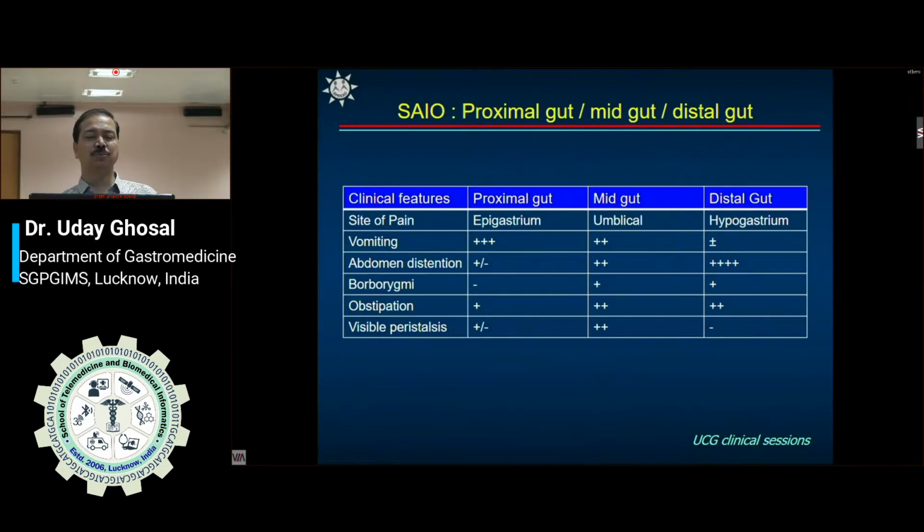Like the patient that I presented, who gave a history of two episodes of intestinal obstruction. Now the obstruction can be proximal gut obstruction, mid-gut obstruction, or distal gut obstruction. Proximal gut obstruction, a typical example is duodenal obstruction. Mid-gut obstruction, a typical example is right-sided or ileocolic obstruction. Distal gut obstruction typically is colonic obstruction.